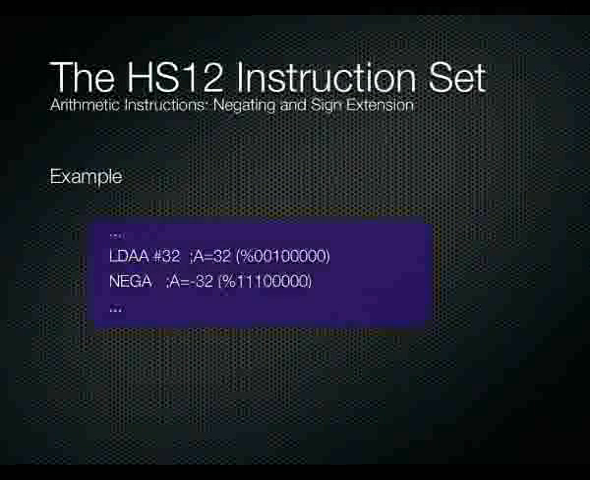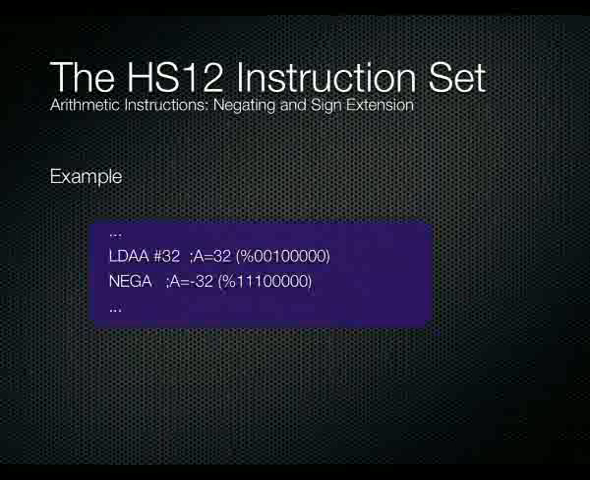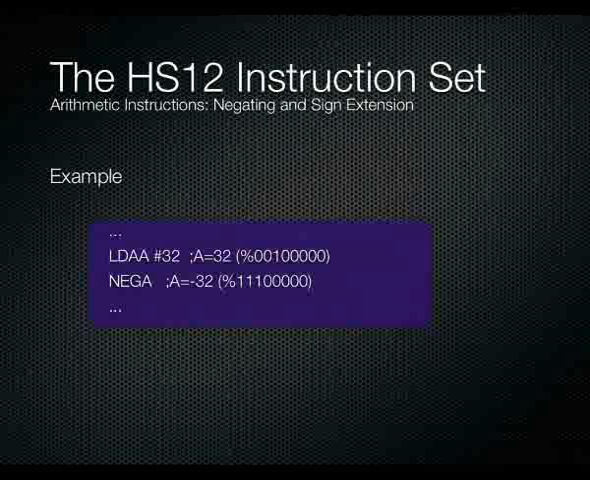So I've given you an example here of simply doing a negation. We load accumulator A with the decimal number 32. We do a neg A, which simply negates that, which makes it negative 32. It simply does a 2's complement on that number to give you the negative value.